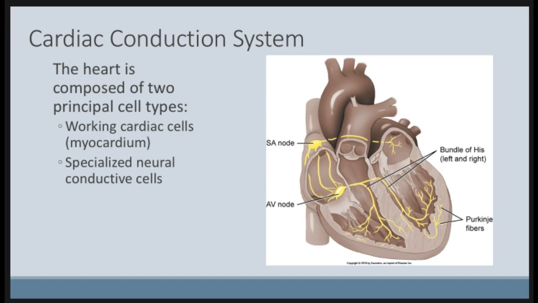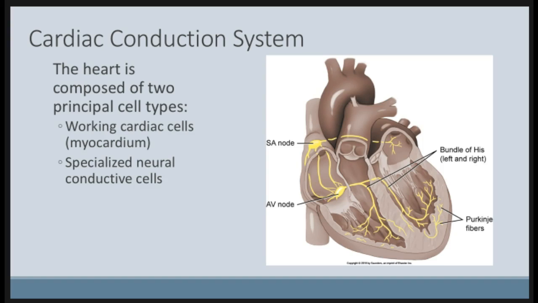And the cardiac conduction system is the electrical system of the heart and how it creates the contractions and the relaxing of the heart cells, which are either the working cardiac cells, or myocardium, or the specialized neural conductive cells, which create the electrical impulses that make the contractions and relaxation happen. I put a video regarding this as well on Blackboard. Really good explanation of how all of this works, when it's doing it right and when it's doing it wrong.